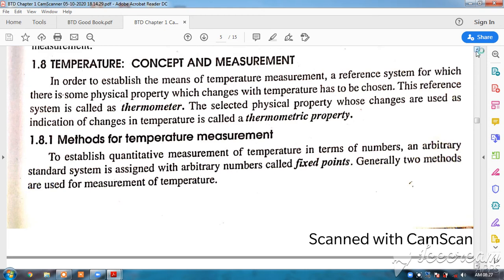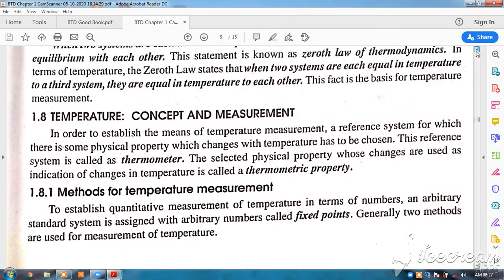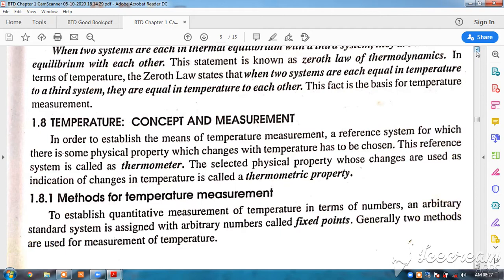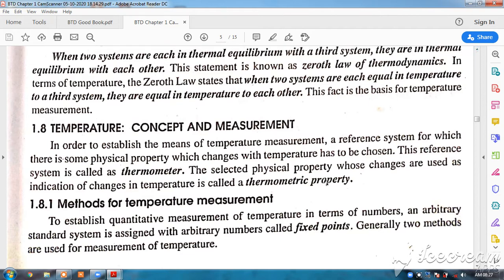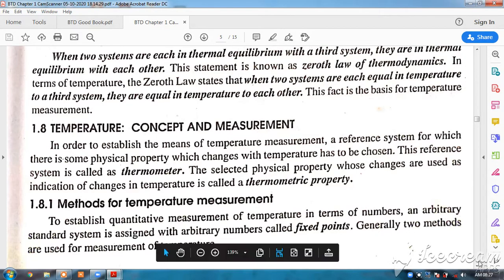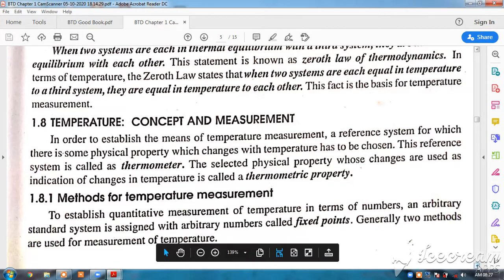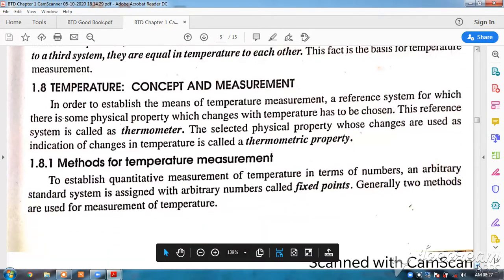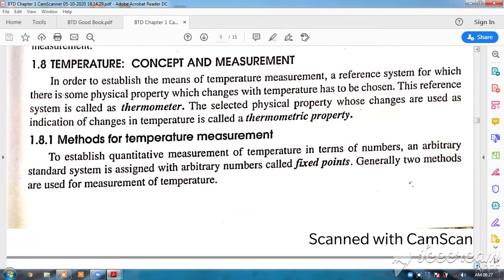Hello students, we have just seen the zeroth law of thermodynamics, and in this discussion we will see temperature measurement. Once again we will refresh. When two systems are in thermal equilibrium with a third system, they are in thermal equilibrium with each other, and this statement is known as the zeroth law of thermodynamics, which defines the property called temperature and is the basis for temperature measurement.